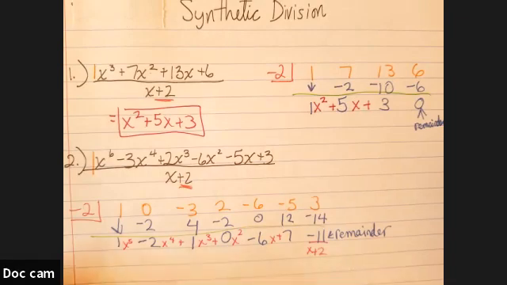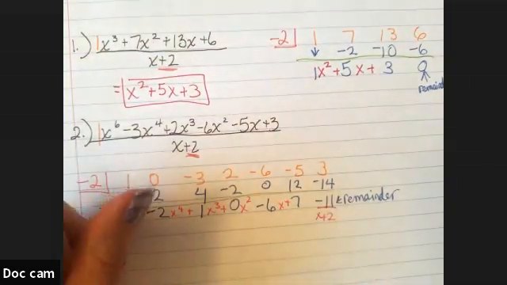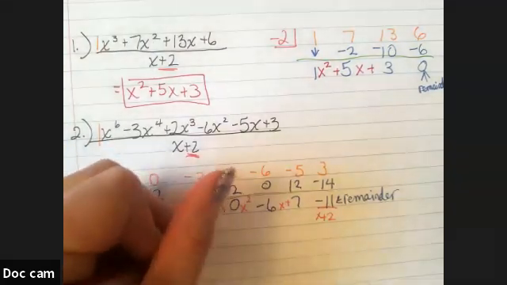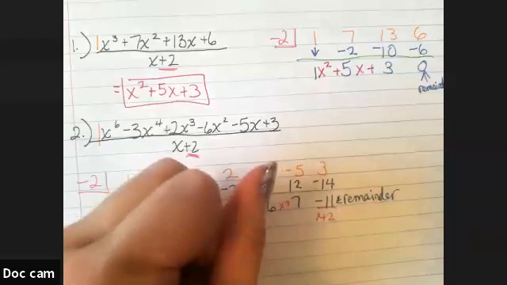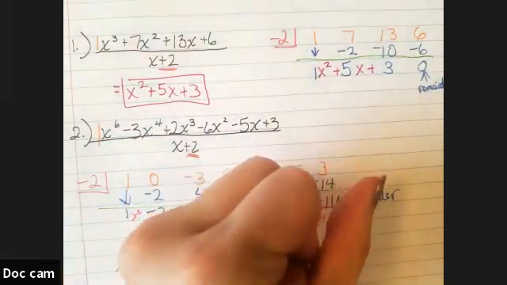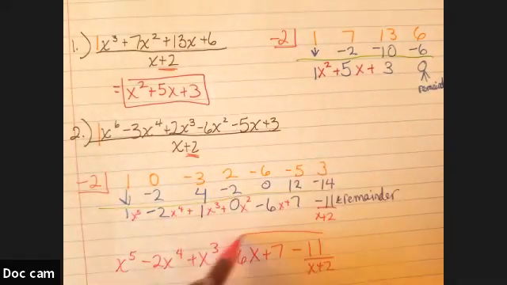All right, so I'm just going to rewrite that a little bit neater. My final answer is going to be x to the 5th minus 2x to the 4th plus x cubed minus 6x plus 7 minus 11 over x plus 2. There's my final answer.